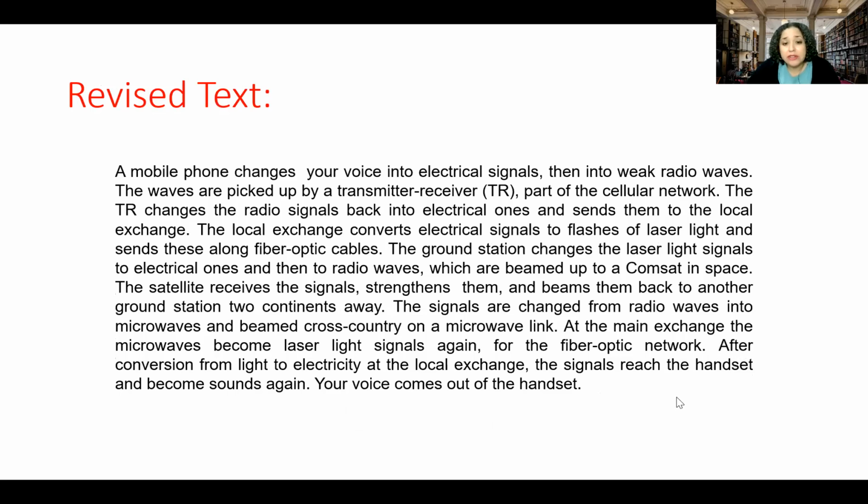After the conversion from light to electricity at the local exchange, the signals reach the handset and become sounds again, period, followed by the closing sentence, the last part of the hamburger, the bottom bun: your voice comes out of the handset. And it's a clear, short, complete sentence.